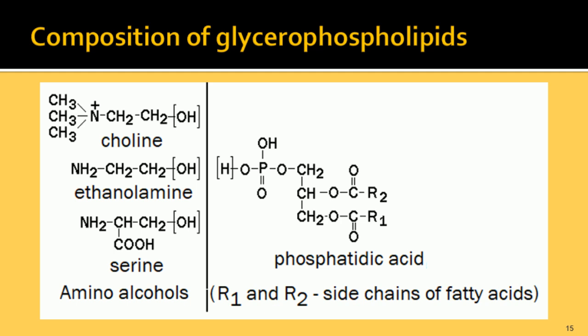The composition of glycerophospholipids includes phosphatidic acid, which is an ester of glycerol and 2 fatty acids, and phosphoric acid. These lipids also contain one of the amino alcohols, most often choline, ethanolamine, or serine, which attaches its hydroxyl group to the phosphoric acid residue in phosphatidic acid.